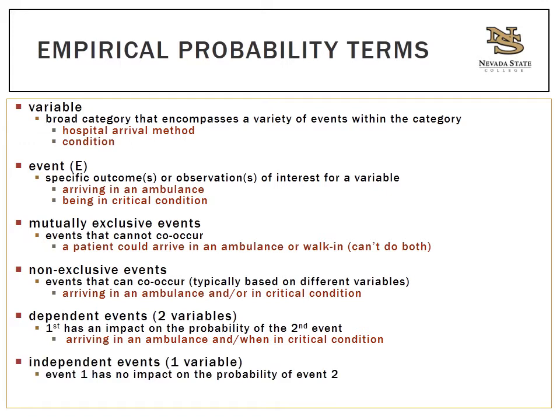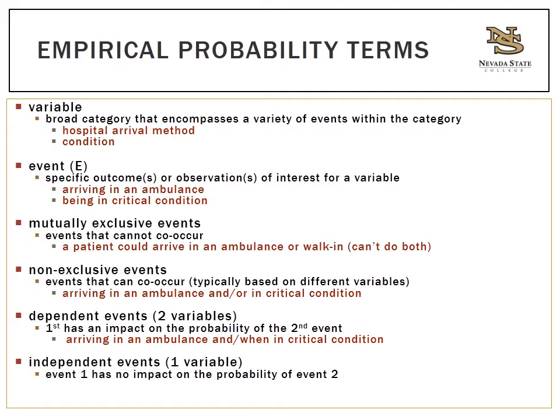And then finally, independent events, that's when you just have one variable. And that's really more related to when I was talking about non-exclusive events earlier, where there's two different outcomes being measured. This is when the first event has no impact on the probability of the second event. For most of these examples, we're just talking about one patient, right? They could be in an ambulance or walk-in. They could be in an ambulance and/or critical condition. They could be in an ambulance when they're in critical condition.